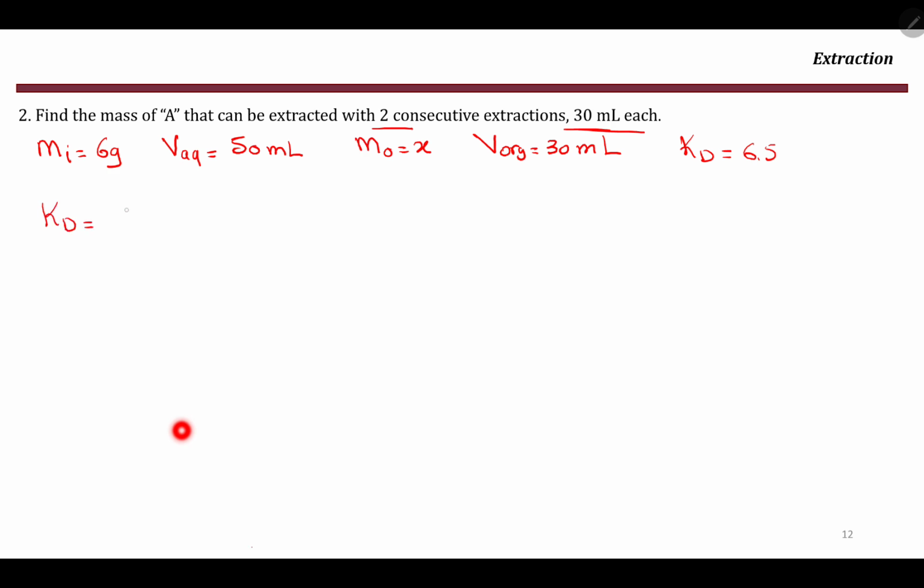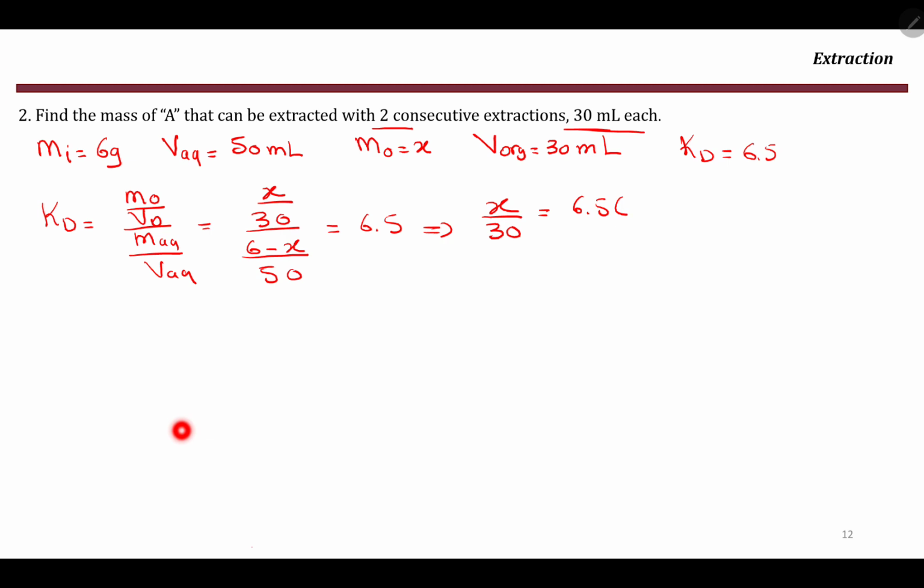So KD is equal to M organic V organic over M aqueous V aqueous. So it's equal to x over 30 divided by initial 6 minus x over 50. And this whole thing is equal to 6.5. Again, doing the math, doing cross multiplication, multiplying this by this and this by 1, 50x over 30 equals 6.5 times 6 minus x.